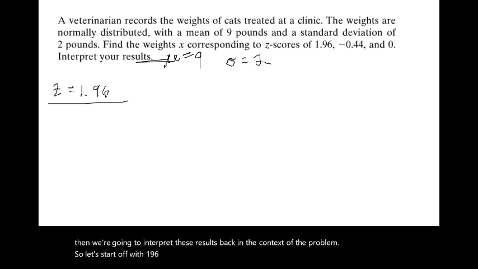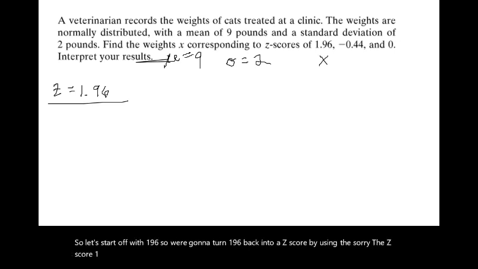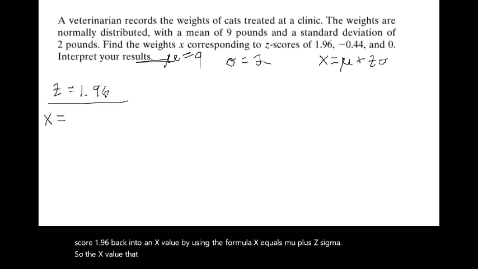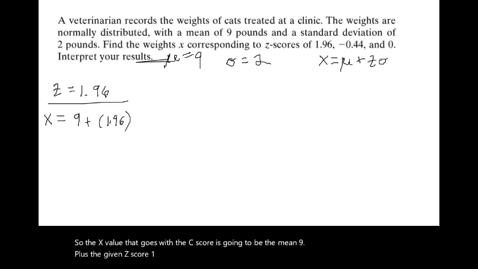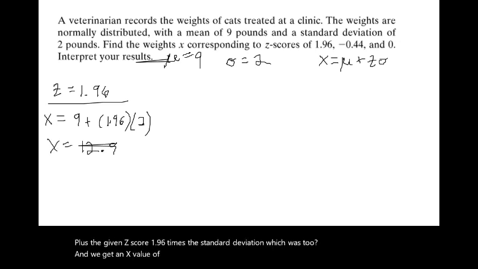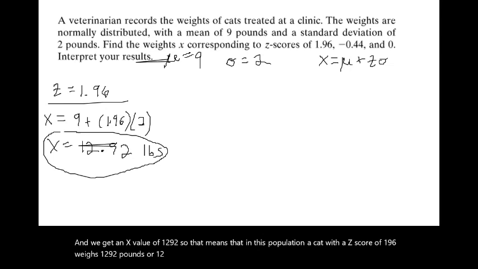So we're going to turn the Z-score 1.96 back into an X value by using the formula X equals mu plus Z sigma. So the X value that goes with the Z-score is going to be the mean, 9, plus the given Z-score, 1.96, times the standard deviation, which was 2. And we get an X value of 12.92. So that means that in this population, a cat with a Z-score of 1.96 weighs 12.92 pounds. So a 12.92 pound cat in this population would have a Z-score of 1.96.